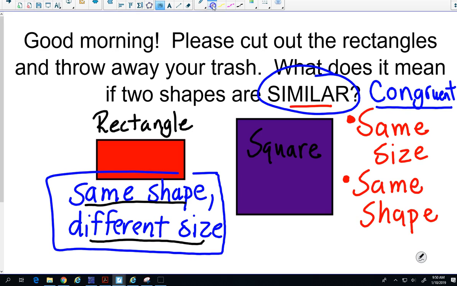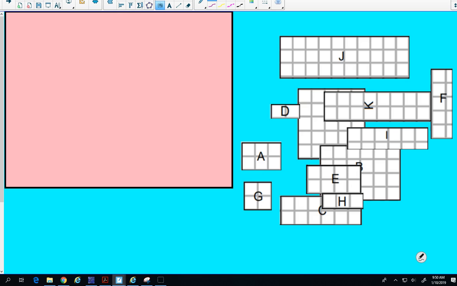So what you guys have in front of you are rectangles. We're going to do this together to start. I want you to grab your rectangle that has an A on it. So we're going to start with A. So I want you to grab this one. And then I want you to look at your other rectangles. There is one and only one rectangle that is similar to A. So I want you to try to find the match for rectangle A.